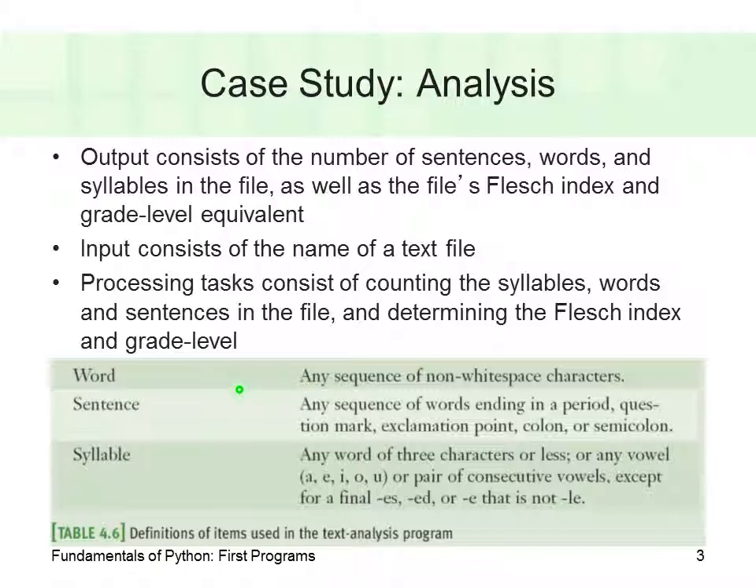Now, our interpretation of word, sentence, and syllable for this program is given here. A word will be interpreted as any sequence of non-white space characters. A sentence will be interpreted as any sequence of words ending in a period, a question mark, an exclamation point, colon, or semicolon. And finally, a syllable will be interpreted as any word of 3 characters or less, or any vowel, A, E, I, O, U, or pair of consecutive vowels, except for a final ES, ED, or E that is not LE.